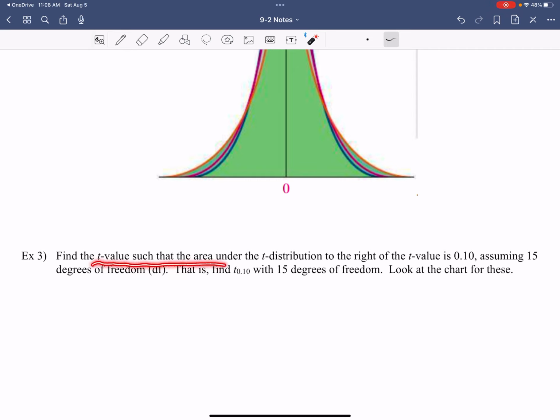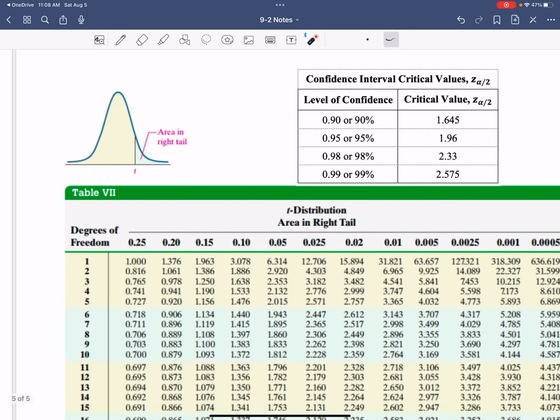We're going to find the t value such that the area under the t distribution to the right is 0.10. So that's what we talk about here. Assuming 15 degrees of freedom. If I have 15 degrees of freedom, what is n? 16, right? Because degrees of freedom is n minus 1. So I don't need to know that other than the fact that if I'm already given the degrees of freedom, then I don't have to look for it. In this particular problem, we're going to look at our table, and that's the last page of these notes.